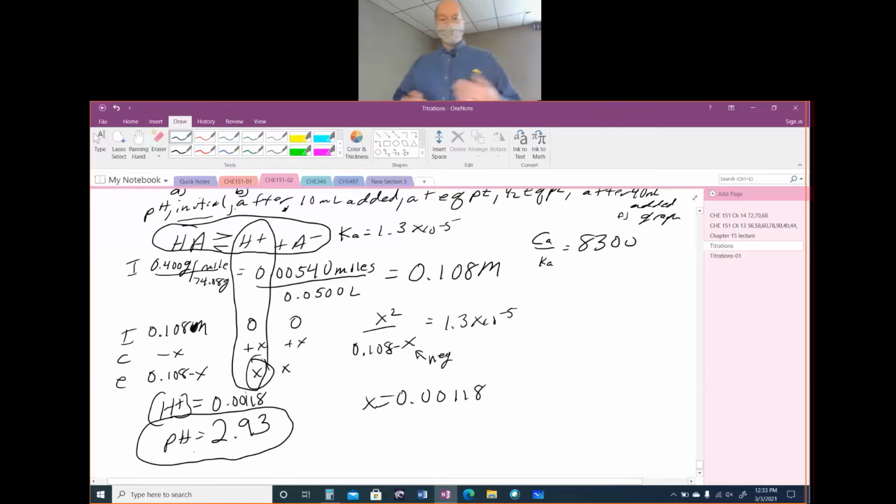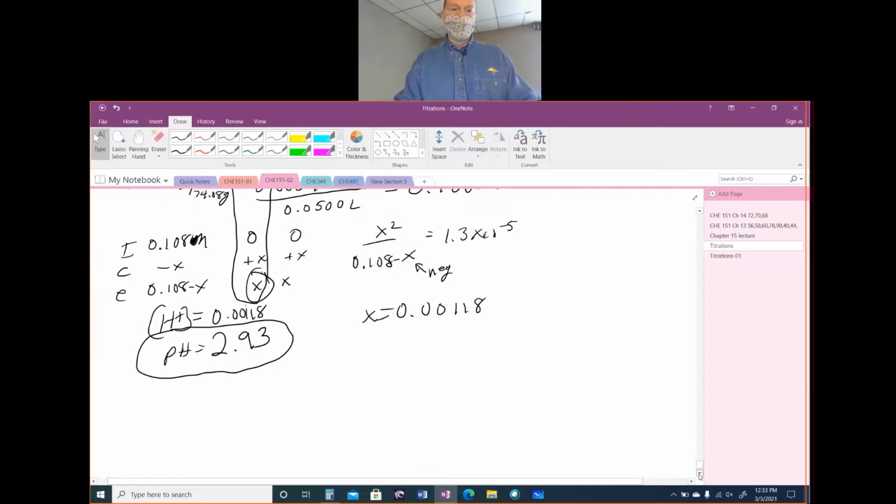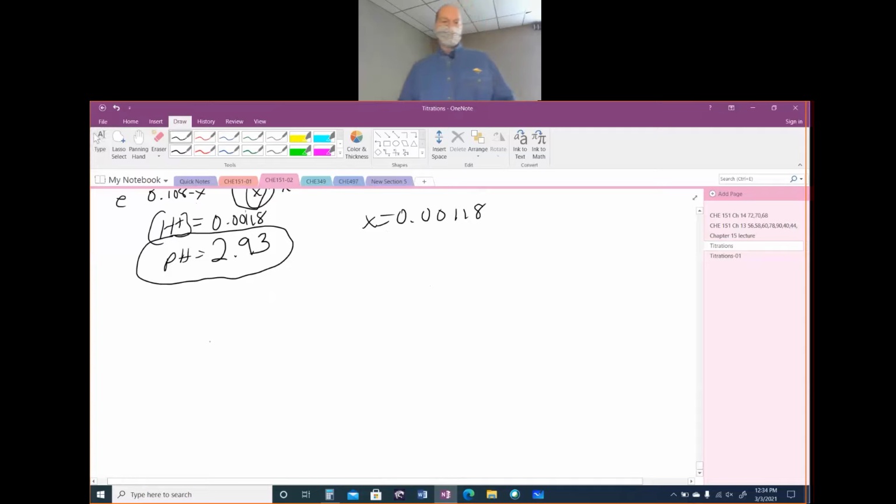We put an acid in there. Of course, it will be less than 7. It will, in this case, be 2.93. All right, so now we're going to add 10 mils of NaOH. So the pH is going to go up. We're adding base. So we're going to add 10 mils of the 0.150 molar NaOH to our 50 mils of 0.108 molar HA.